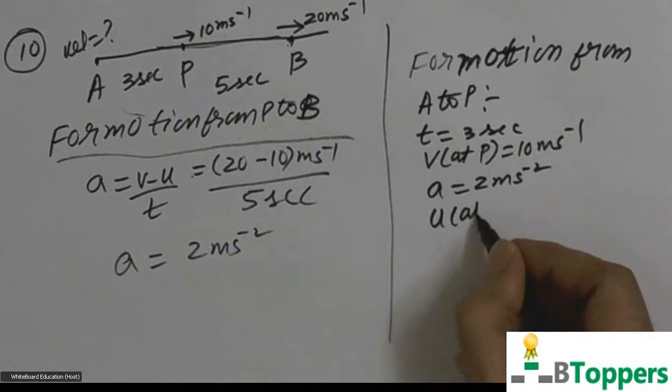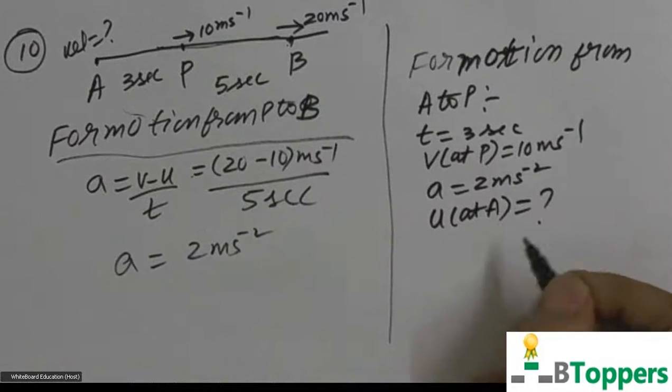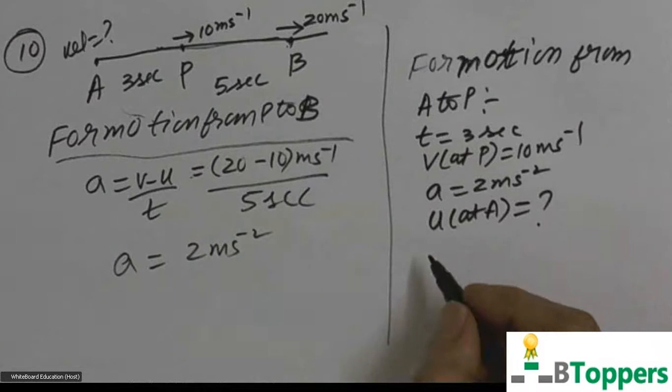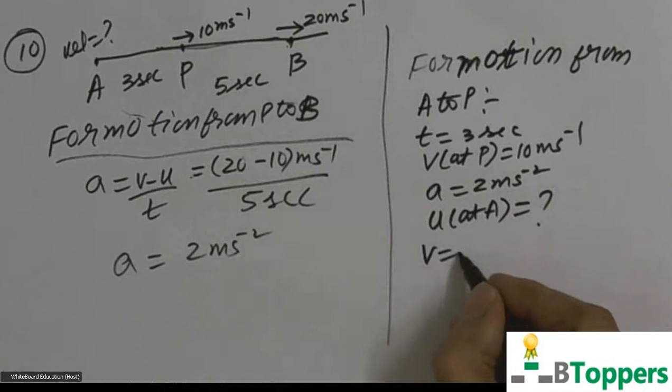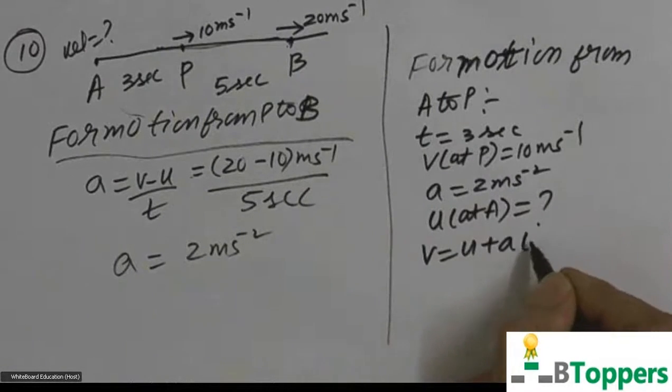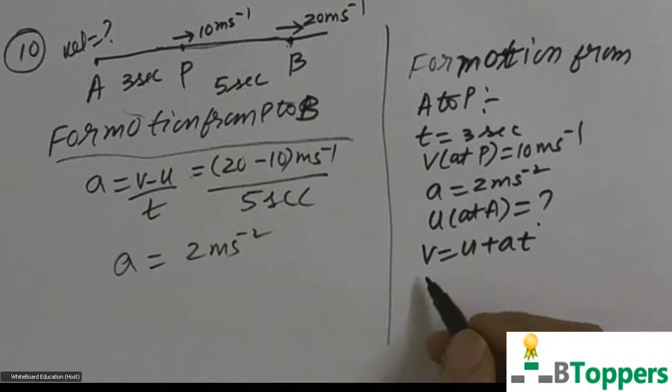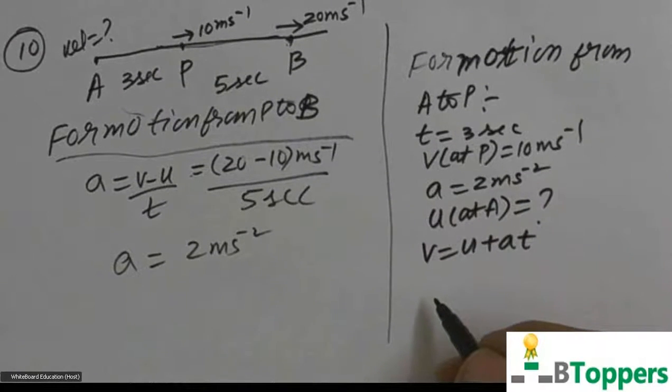You have to find the initial velocity at A. So we select the equation in terms of these 4 letters, that is V equal to U plus AT. Come on, complete the calculation part yourself.